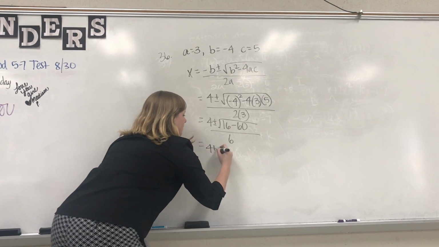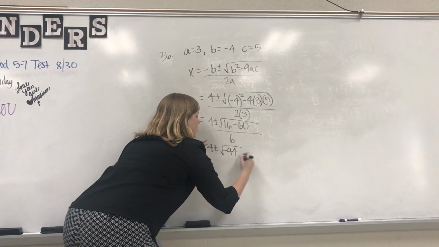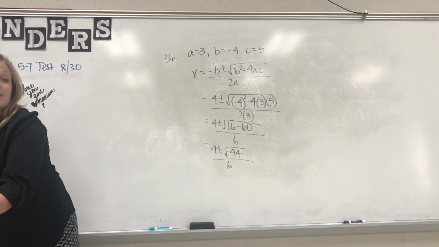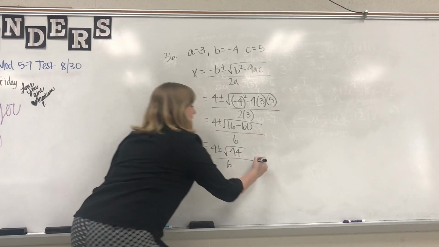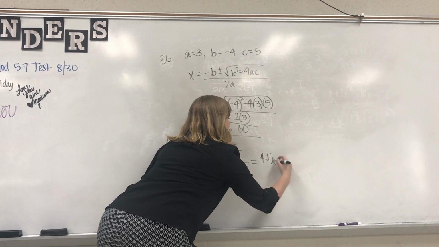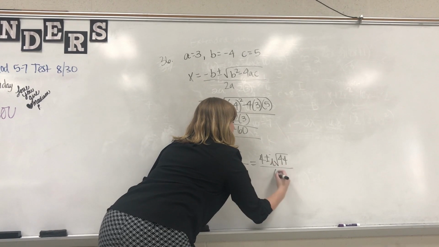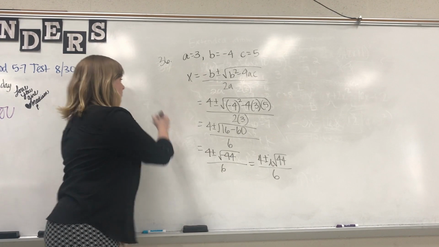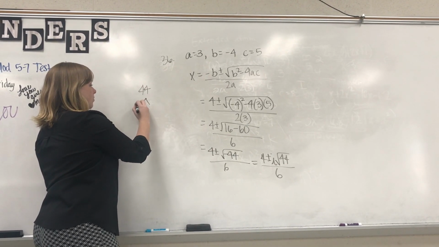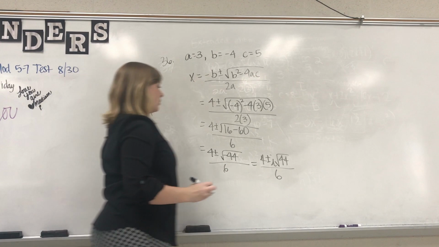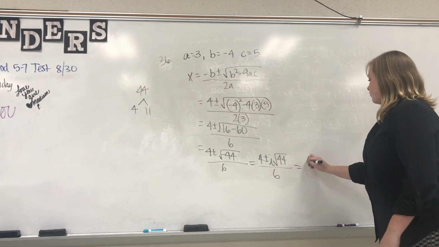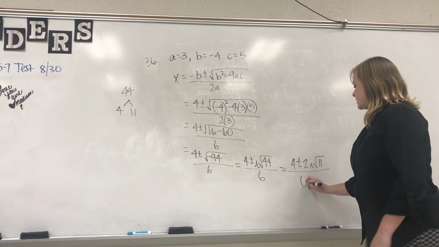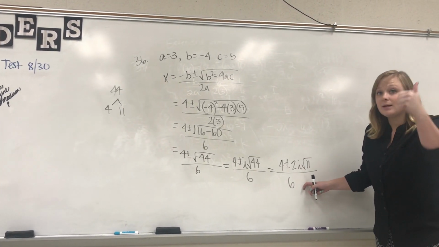60 minus 4 gives me a negative 44. Okay. Remember, all I expect you to do is be able to pull out the i. So because it's negative, it has an i. If you get here, I'm good. All right, but if you want to break it down further, 44 breaks down to 4 and 11. The square root of 4 is 2. So this would go to 4 plus or minus 2i square root of 11 over 6. If you get here, I'm good.